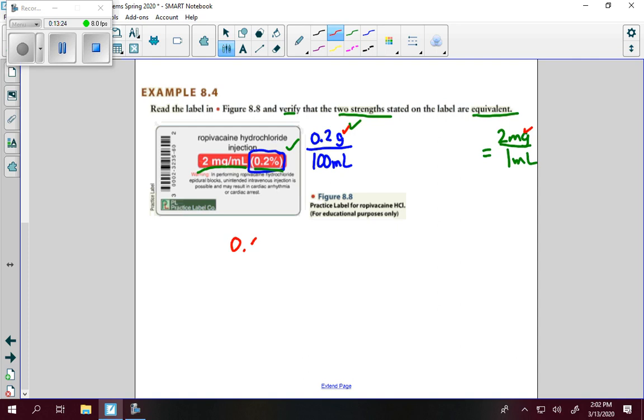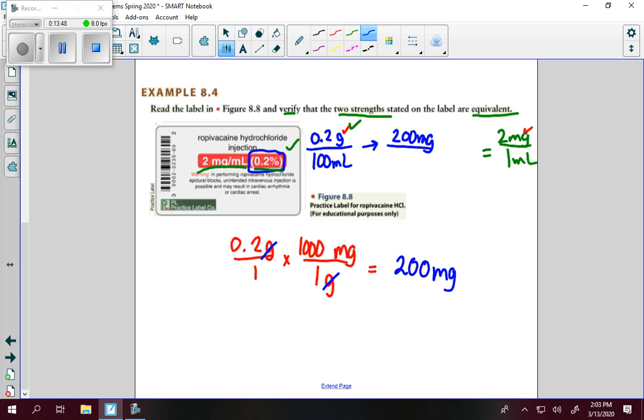So if I have 0.2 grams and I want to put it into milligrams, then I have to change it so that there are 1,000 milligrams for every 1 gram. And doing dimensional analysis and multiplying, I see that that is equivalent to 200 milligrams. So I can change this to 200 milligrams. And I'm not going to change milliliters because this milliliters is already milliliters. So over 100 milliliters. And when I divide each by 100, I get 2 milligrams for every milliliter. And that can verify now that this is equivalent to this.